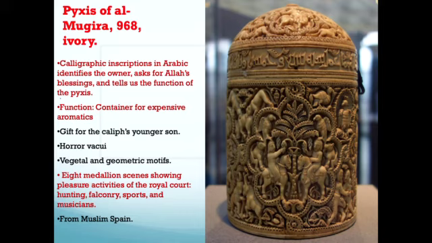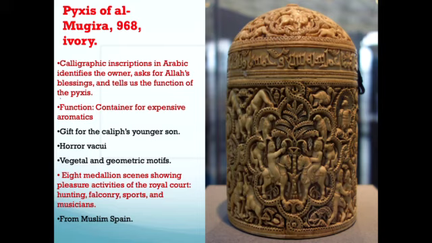Now, also, we're moving on to another piece. This is called the Pyx of Al Mugria from 968. This is made out of ivory. One of the things that should jump right out to you: first off, material, a luxury material, expensive material. And then we also have that horror vacui, that fear of open space, which is common amongst a lot of Islamic imagery that we've looked at.